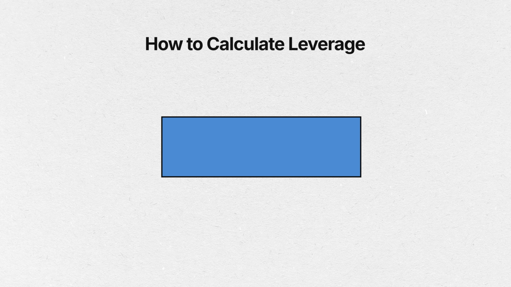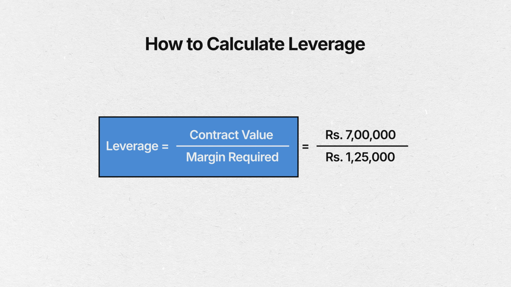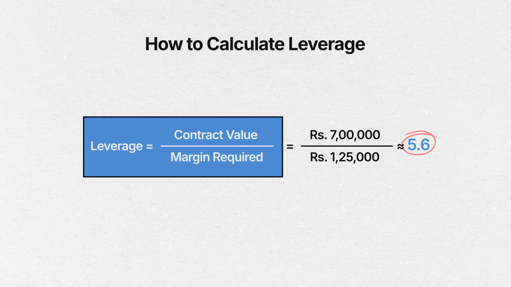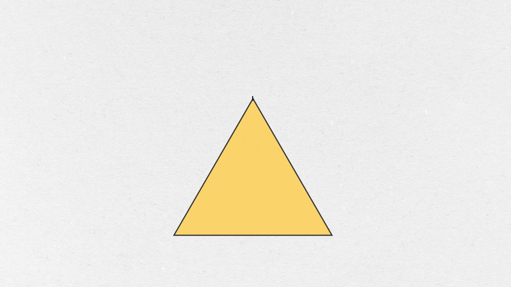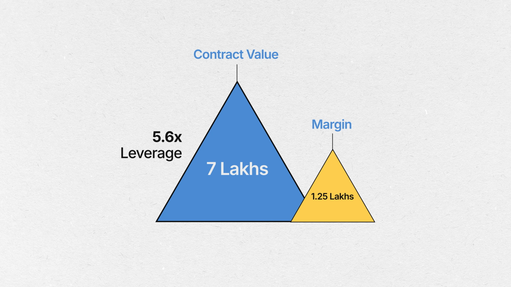Leverage is very easy to calculate. You simply divide the contract value by the margin required. In this case, 7 lakh divided by 1.25 lakh works out roughly to 5.6 times leverage. In other words, by putting up 1.25 lakh, you are controlling an asset that is 5.6 times larger in value. This is where they say leverage starts to cut both ways.